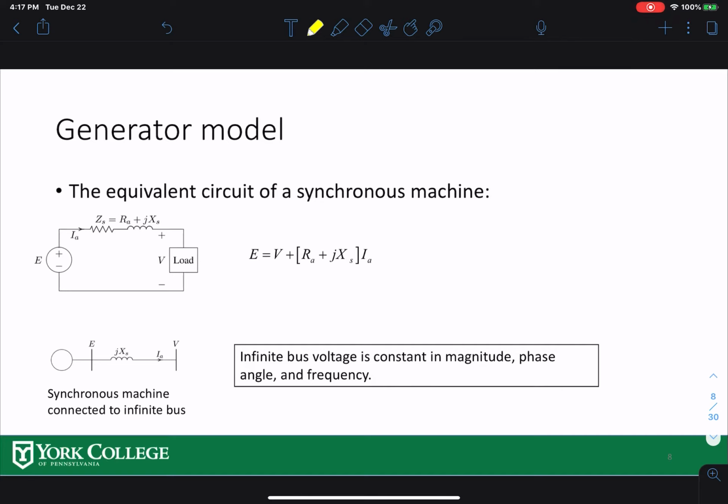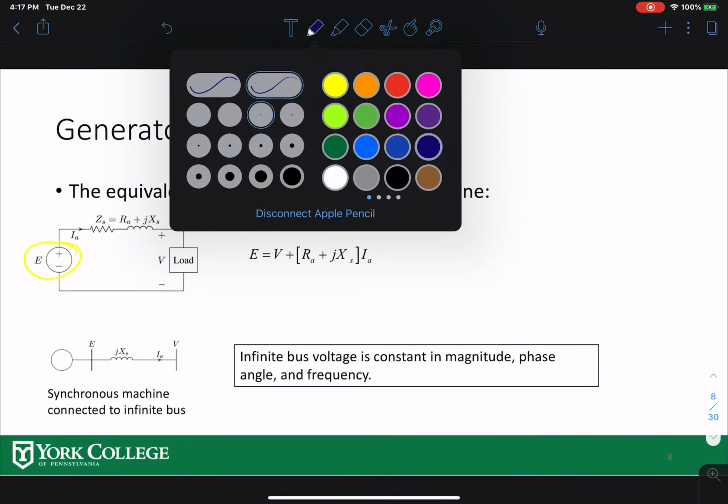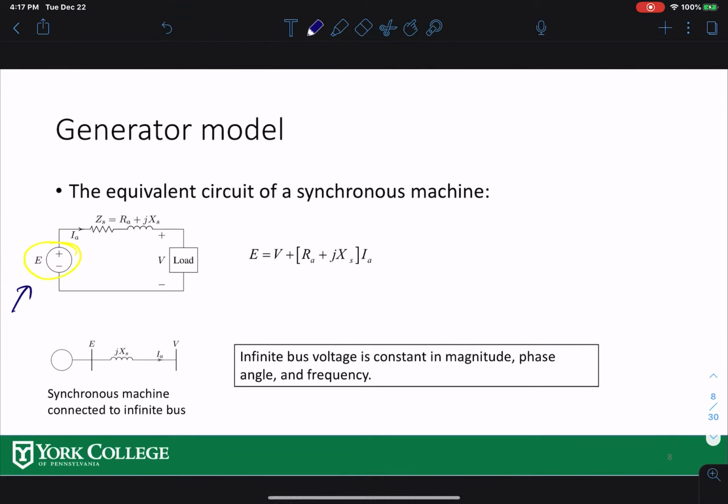So how do you model this big generator? This is the excitation voltage, as I said before. This is the excitation voltage over here. E is the excitation voltage.